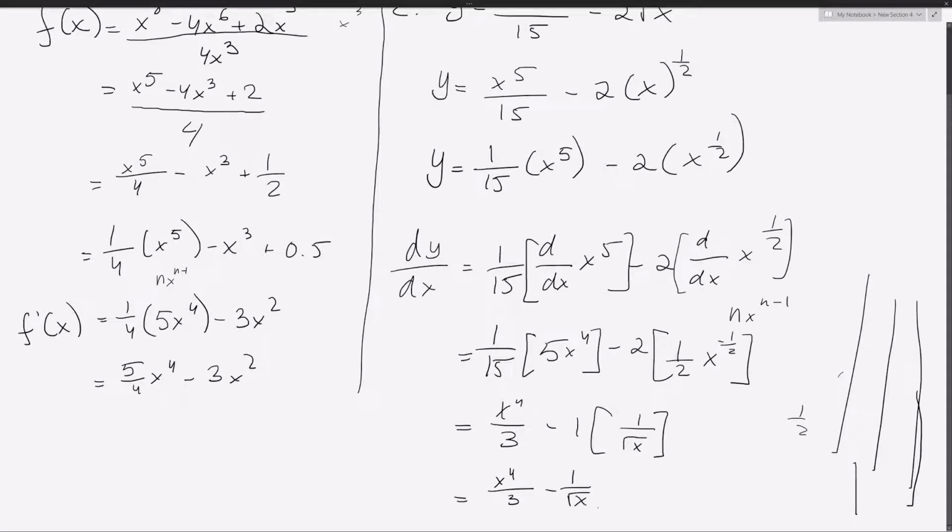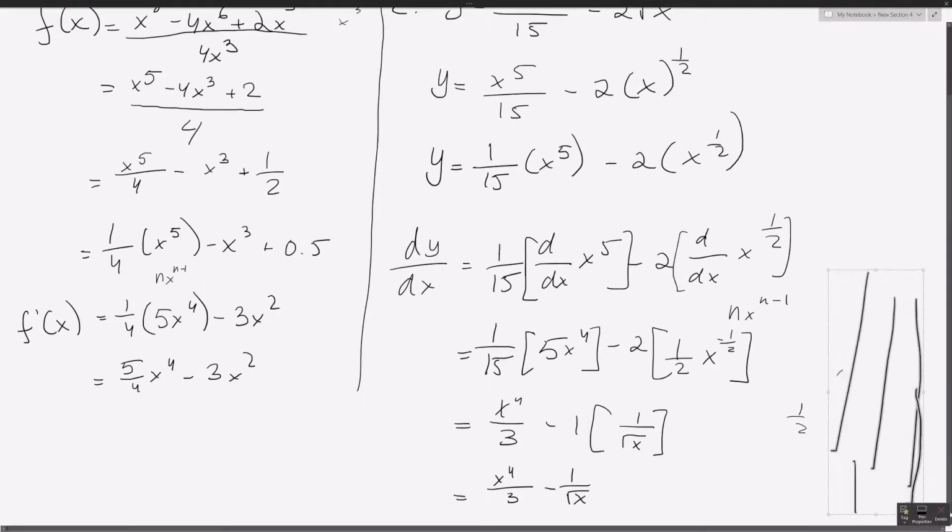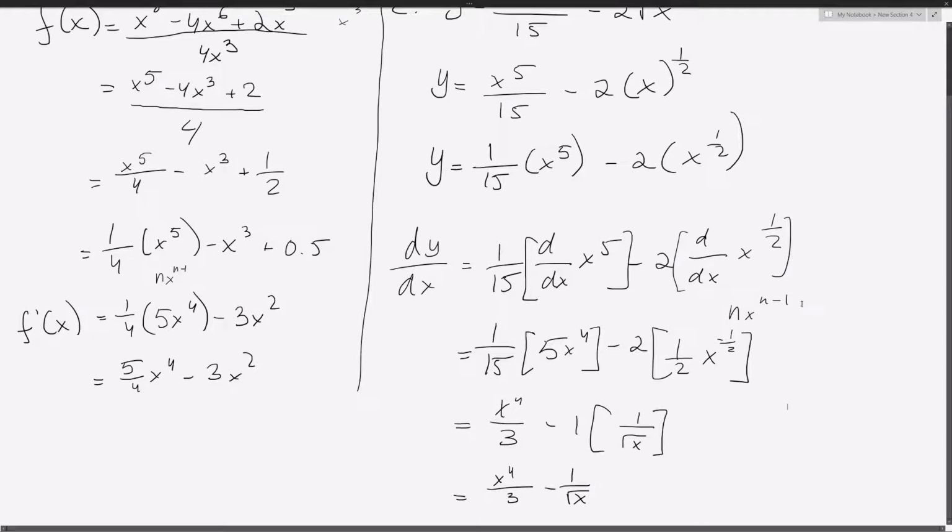Again, if you wanted to go through the derivation of this answer using first principles, it would be really tedious. So that's why you should be really thankful for these rules.